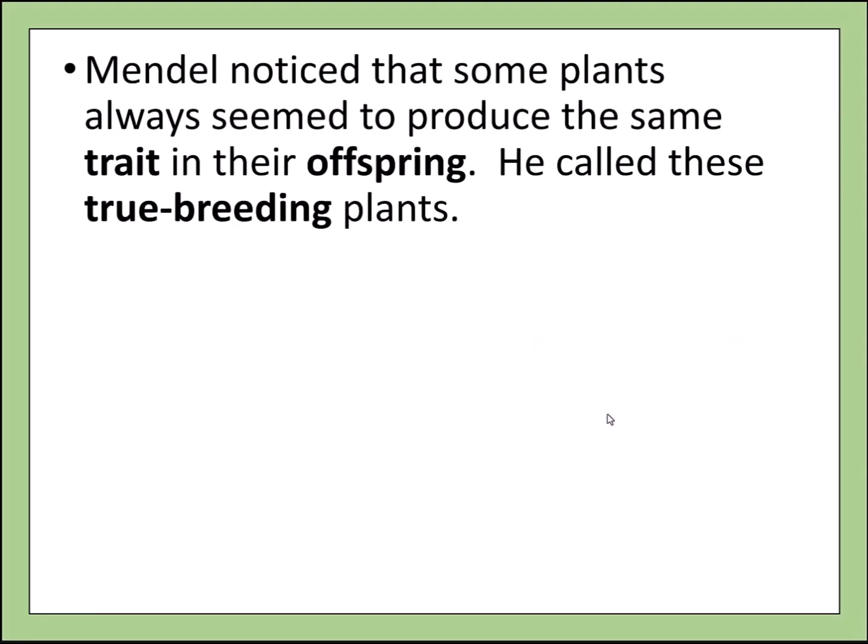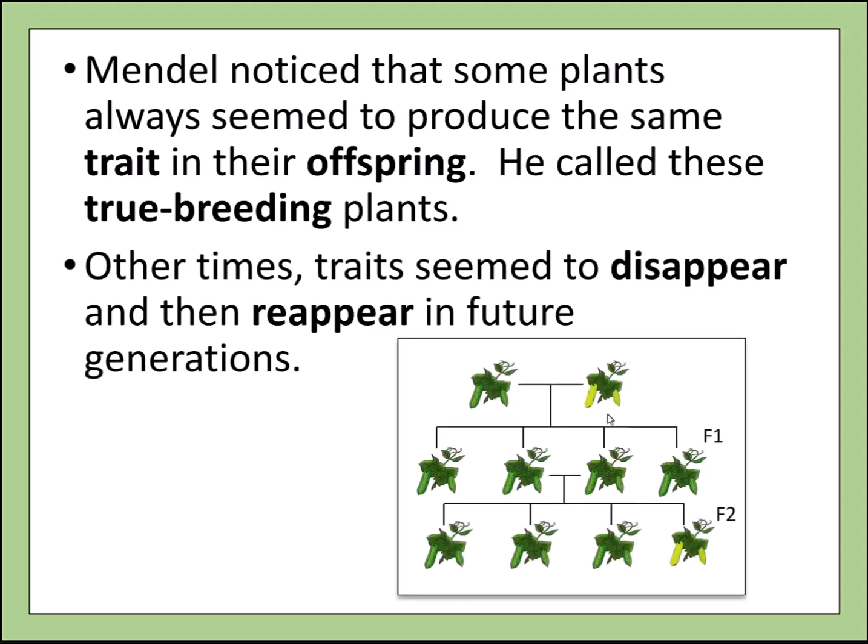And Mendel noticed that some plants always seem to produce the same trait in their offspring. He called these true breeding plants. So for example, if two purple flowered pea plants continued to produce purple flowered pea plants throughout future generations, he would have called that a true breeding purple pea plant.